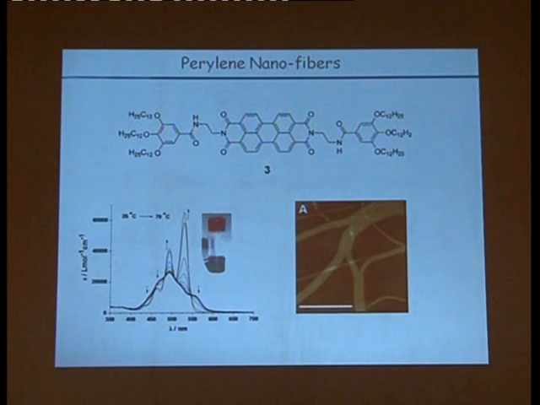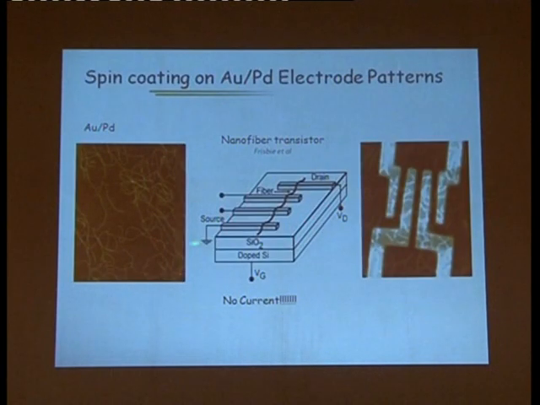So the most important question is, are they really conducting? This is different from general organic field-effect transistors. I'm talking about a single-nanofiber transistor made up of an organic nanofiber. Is it possible to make such devices? Most of these fibers, when transferred onto devices, performed very badly. They are very bad conductors, and most of them are insulators. So this was quite puzzling.